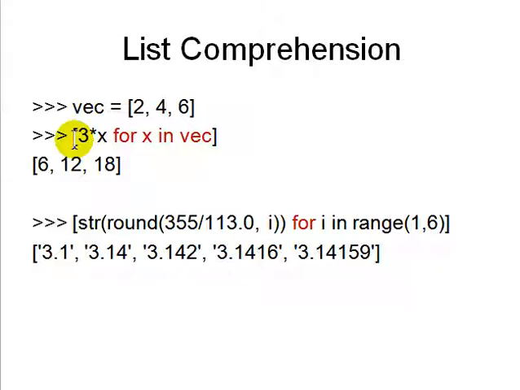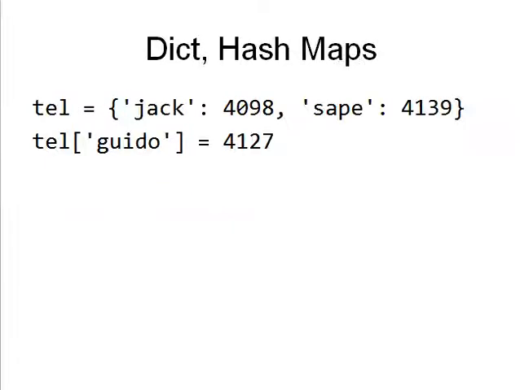But it gets pretty ugly if you keep nesting it. But it's okay for single line code. For example, out here is for i in 1 to 6. You're basically computing the value of pi using this approximation 355/113, rounding by i decimal points. So 3.1, 3.14, 3.142, 3.1416, 3.14159. So all of them are correct up to 5 decimals. So that's list comprehension. Now let's look at more things.